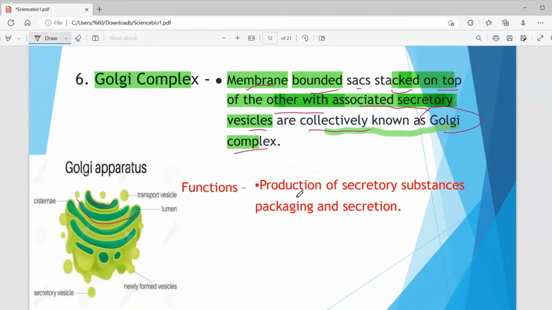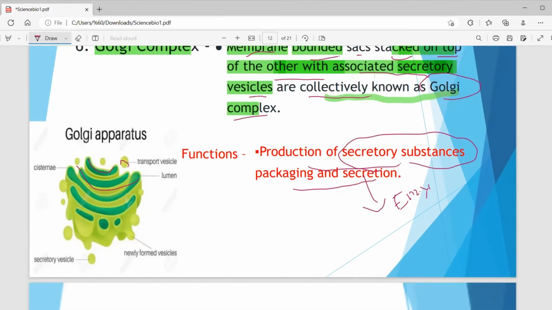So the Golgi complex function is production of secretory substances, and the packaging and secretion. You can understand because it secretes various enzymes. It can emit some kinds of enzymes, right? It is emitted as various kinds of enzymes.